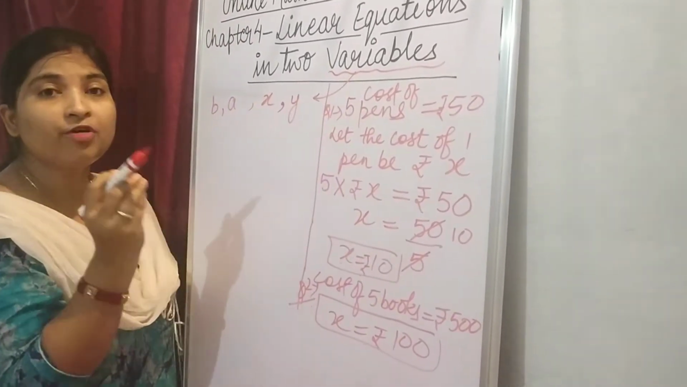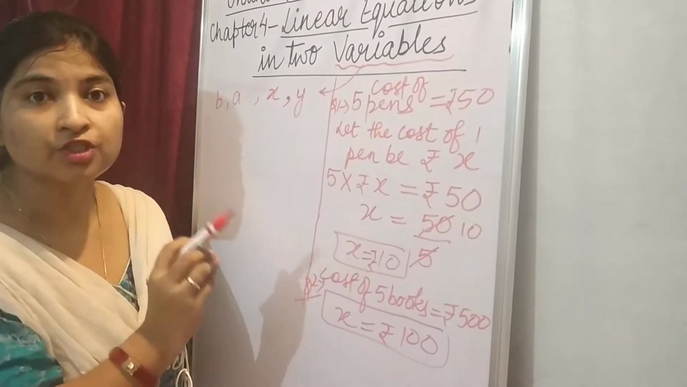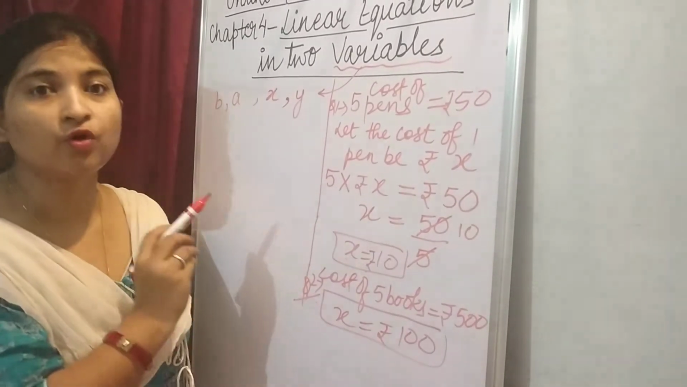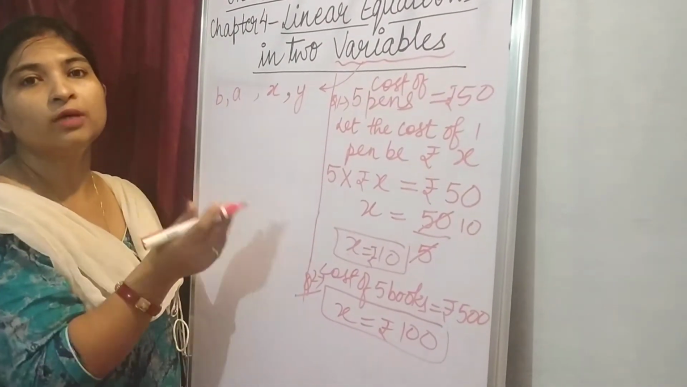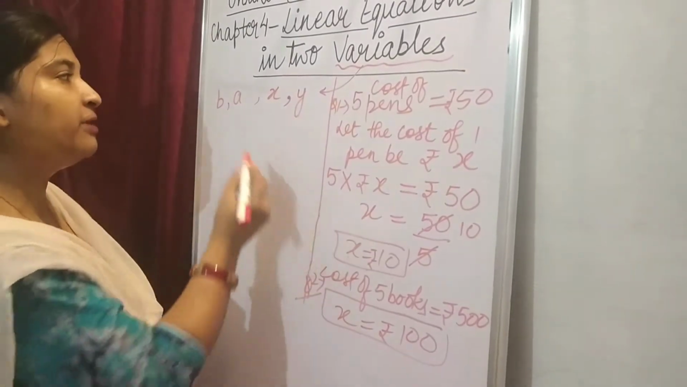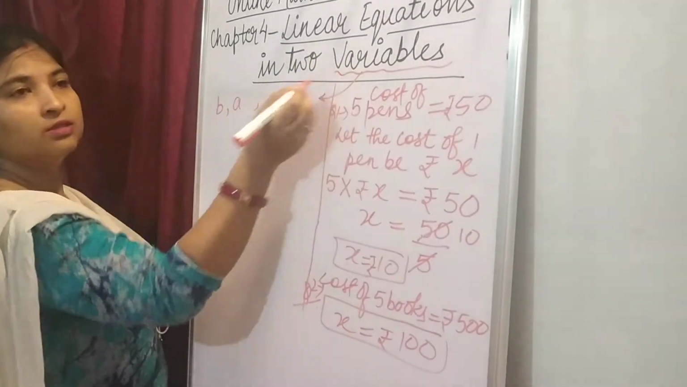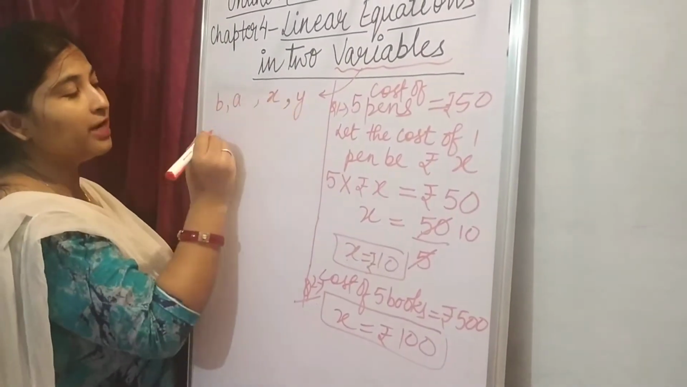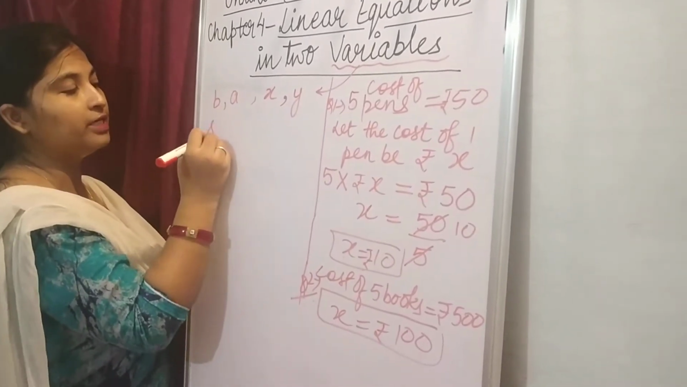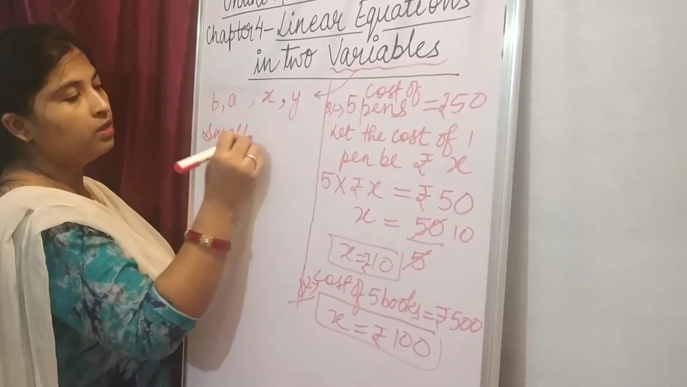Why? Whenever we have a situation in which we don't know the exact value of anything, then we assume it as a variable. It can be anything. We can denote these variables by small English alphabets.